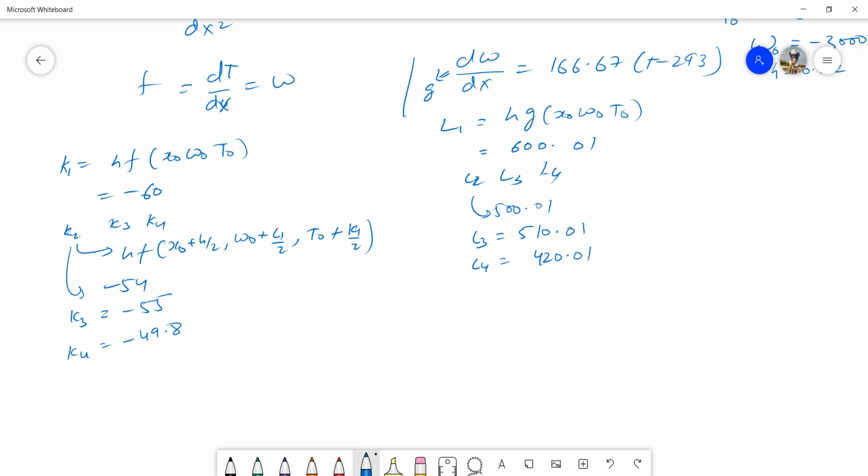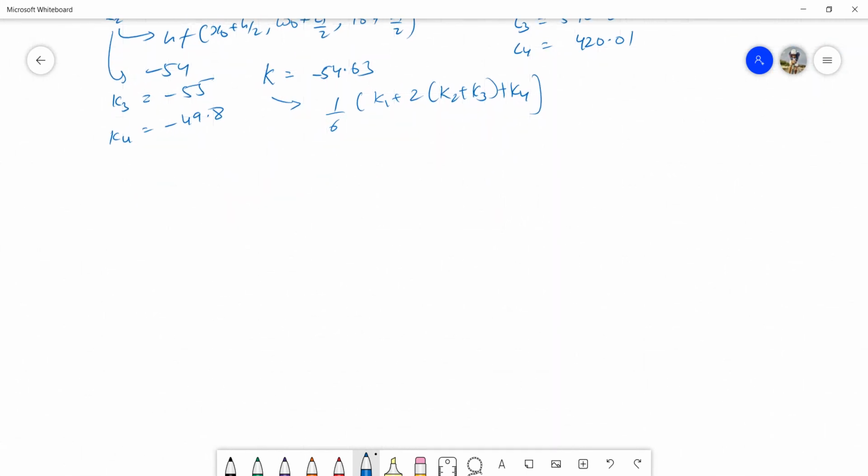So using K1, K2, K3, K4, your value of K is minus 54.63 and the value of L is 506.68. We know how to calculate this. This is nothing but 1/6 of K1 plus twice of K2, and similarly you can calculate L also. Clear? So I've given you this value. So at the first iteration, that is at x, w and T. Okay, not omega naught, we'll write w and T.